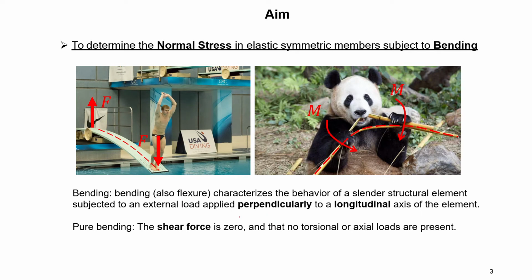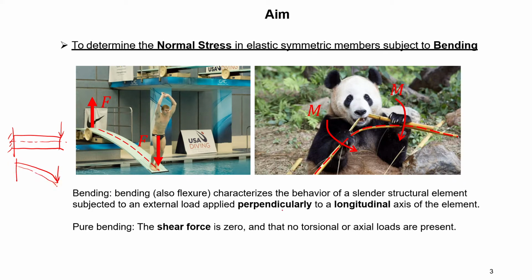Essentially, if you have a beam, you know there's a longitudinal axis. Now you apply a load, for instance here, perpendicularly on that axis. Essentially, you bend it. Suppose this side is fixed, just like this athlete is bending a 3-meter plate.